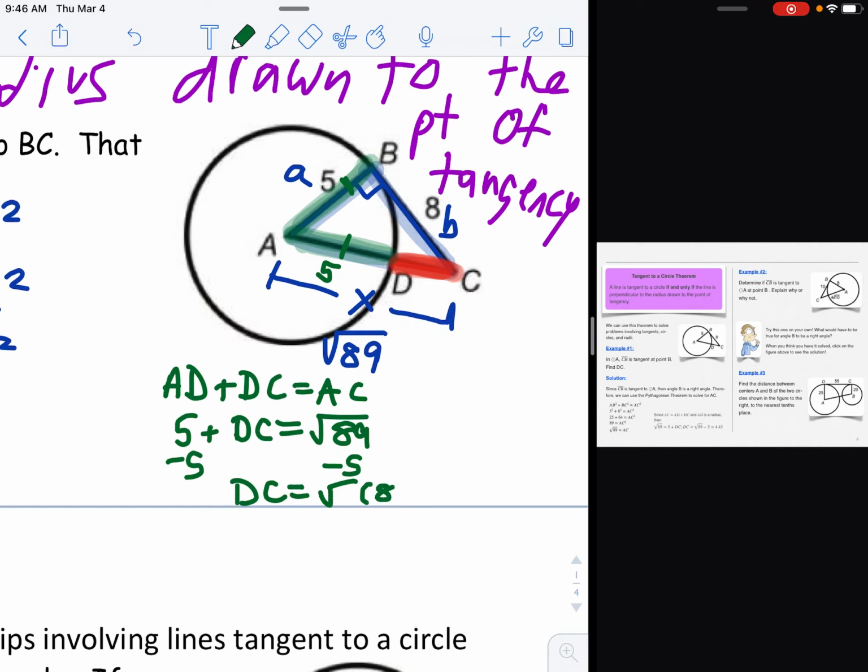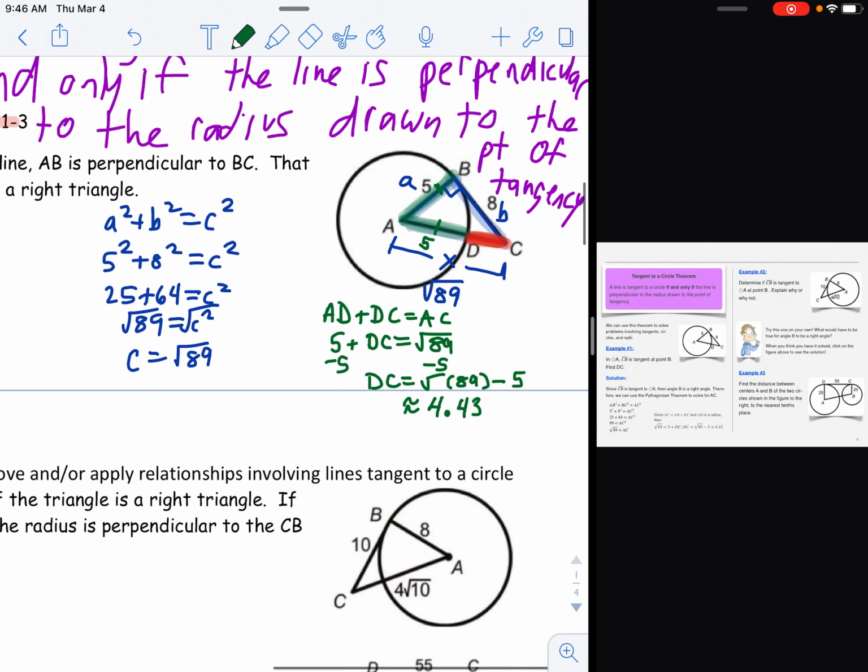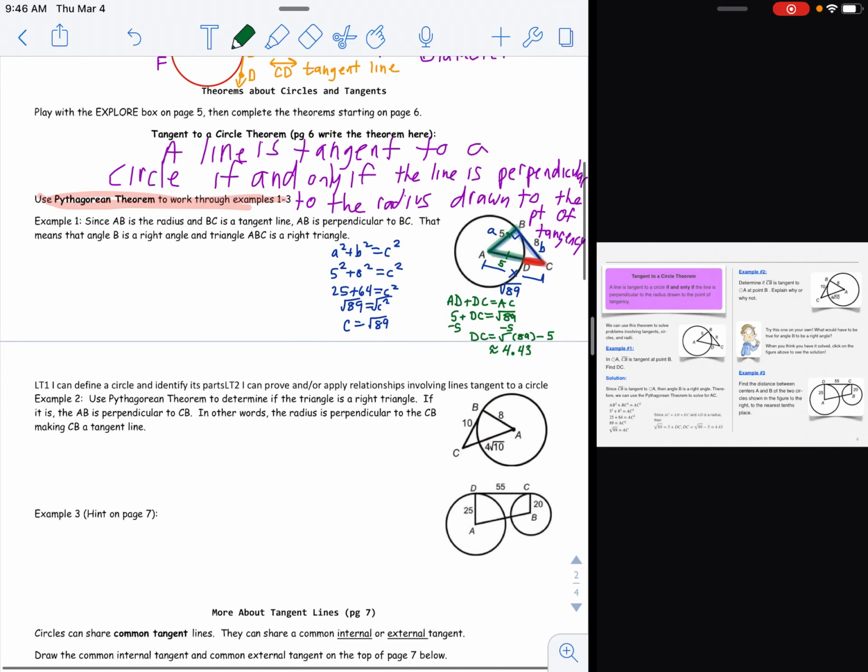And DC equals, and it has to look like this when you plug it into a calculator. You have to close parentheses and then subtract 5. If you don't, your calculator is not very smart. It will mess up the calculation, but it's going to be about 4.43. All right, so that's how you do that problem. There's a good old Pythagorean theorem problem.